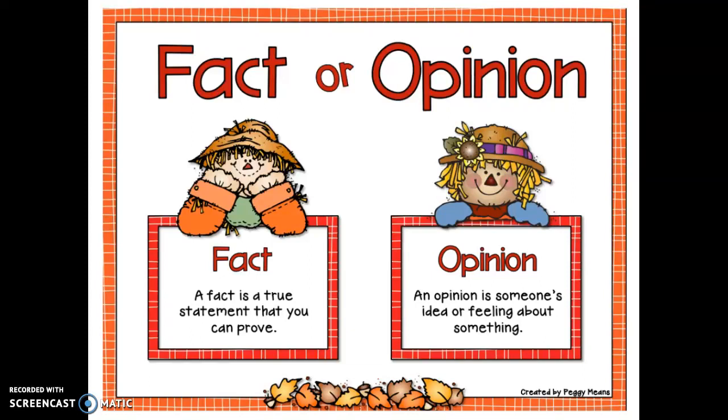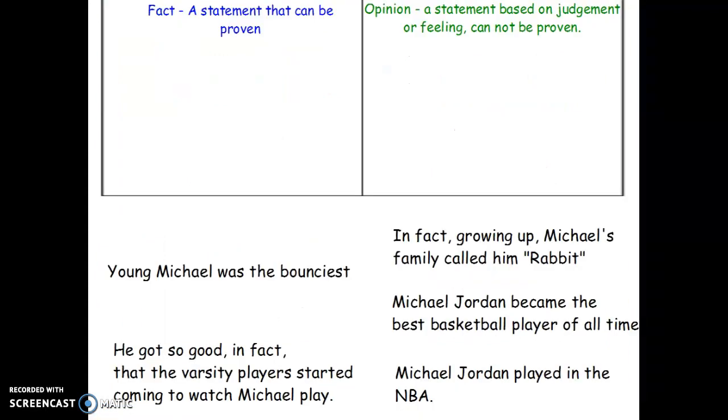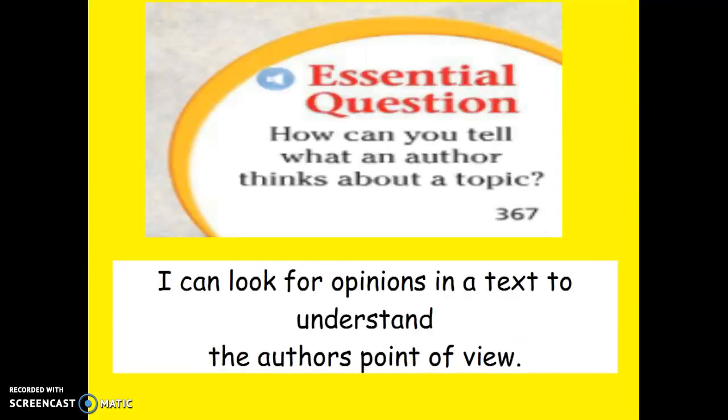Alrighty guys, today we're going to learn about fact or opinion. As we read our story this week, Jump, from the life of Michael Jordan, we can go in the text and find specific examples of where the author uses his opinion to help portray his point of view, or his feelings about young Michael. Okay, and that's our comprehension goal.